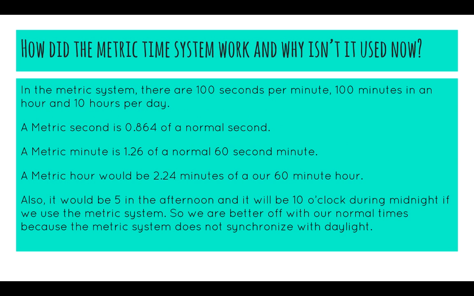How did the metric time system work, and why is it used now? In the metric system, there are 100 seconds per minute, 100 minutes in an hour, and 10 hours per day. A metric second is 0.864 of a normal second. A metric minute is 1.25 of a normal 60-second minute. A metric hour will be 2.4 of our 60-minute hours. It would be 5 in the afternoon, and it will be 10 o'clock at midnight. If we use the metric system, we're not going to synchronize with the daylight we get.